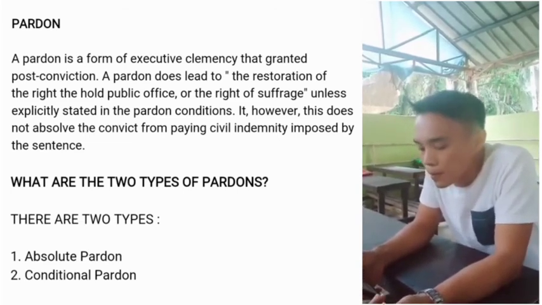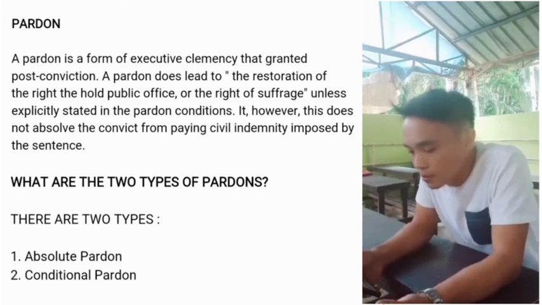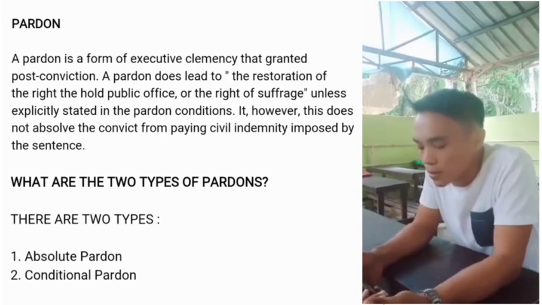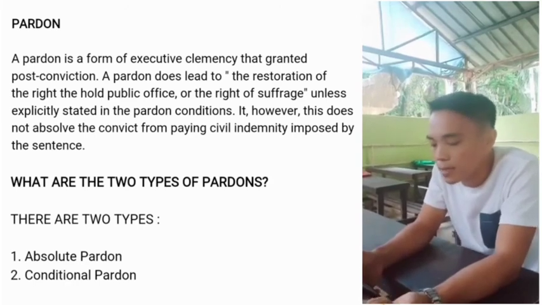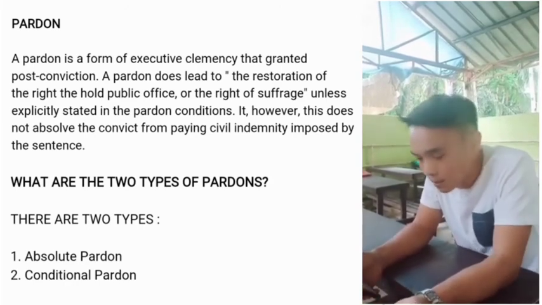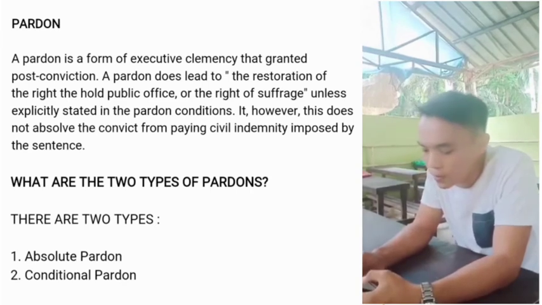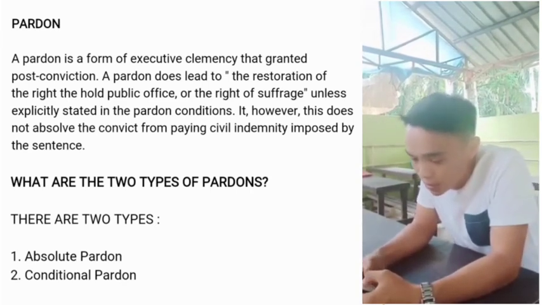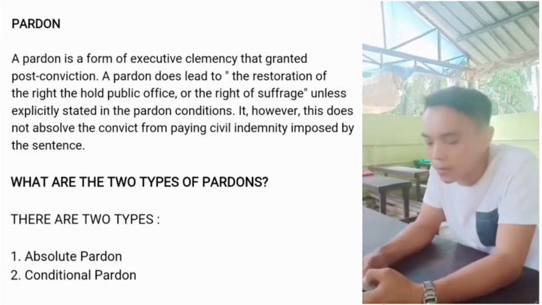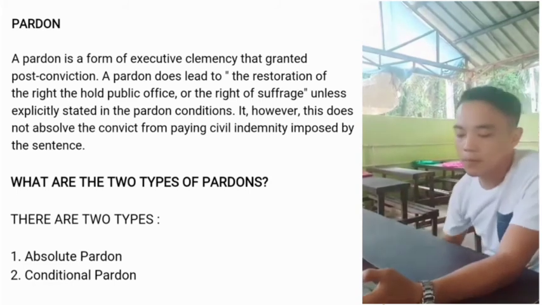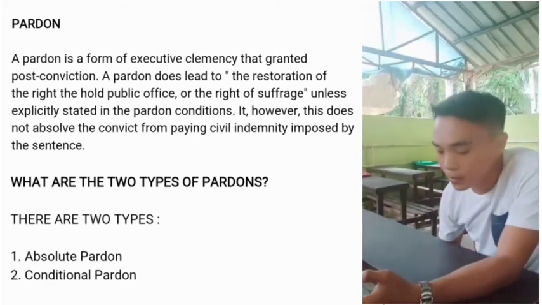The Parole and Probation Administration defines an absolute pardon as a total extinction of criminal liability. It restores the individual's civil and political rights and remits the penalty imposed for a particular offense for which he was convicted. A conditional pardon, meanwhile, refers to the conditional exemption of a guilty offender from the punishment imposed by a court.